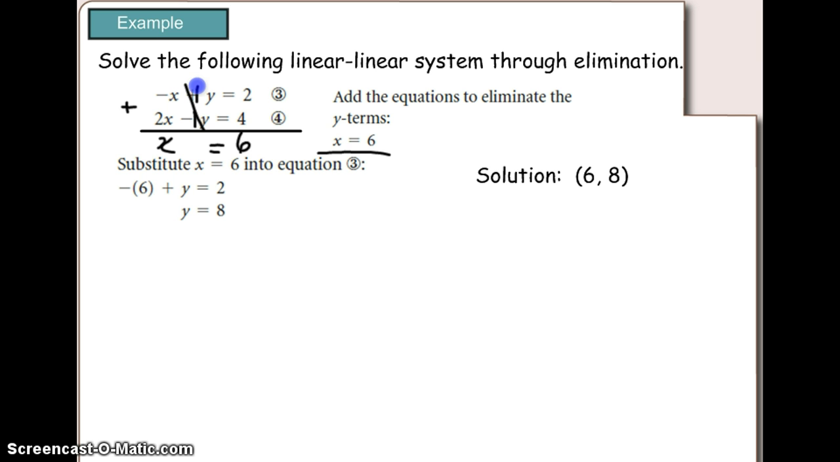Now to solve for my y, I'm going to insert this x is equal to 6 into one of my original equations. Then I'm left with -6 plus y equals 2. To isolate the y, I must add 6 to both sides, and I'm left with an answer of y equals 8. Now, when I write my final answer, I want to write it as an ordered pair, so my ordered pair is 6 and 8. That means that those two lines intersect at the point 6 and 8.